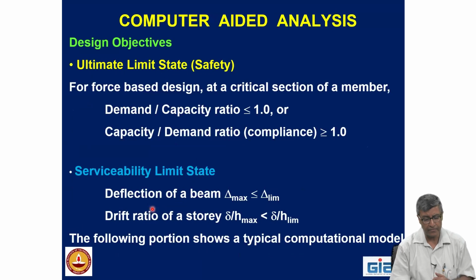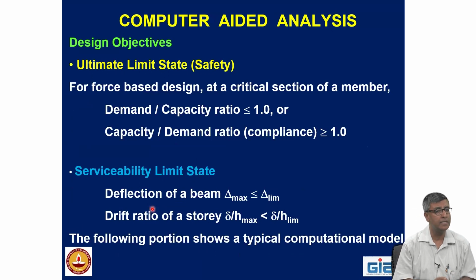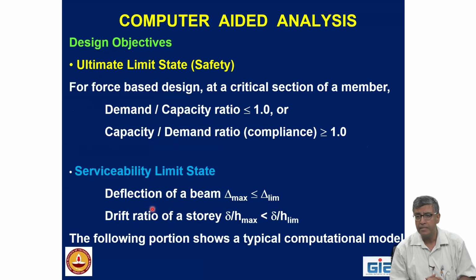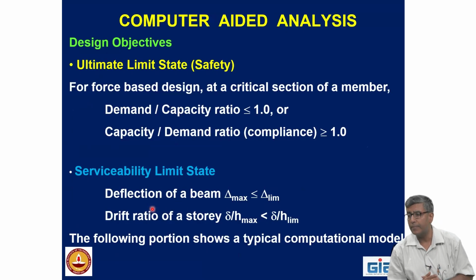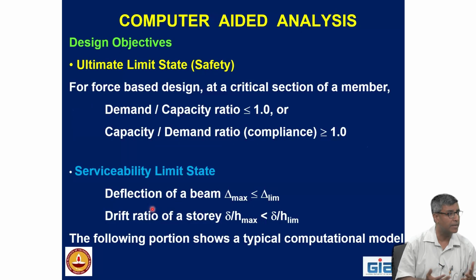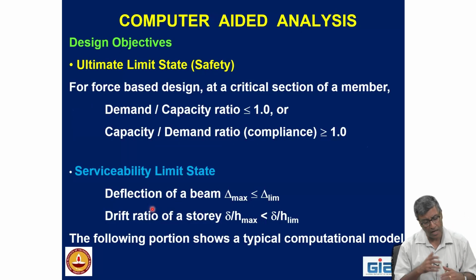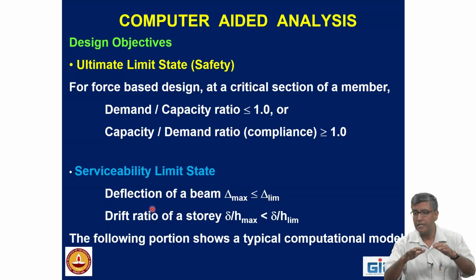Conventional design objective is that we have to make sure that the internal force demand is less than the capacity that comes out from, say, RC mechanics. Or the other way around, that the capacity to demand ratio should be greater than 1. And in the serviceability, we have to make sure deflection is limited and the drift is limited.